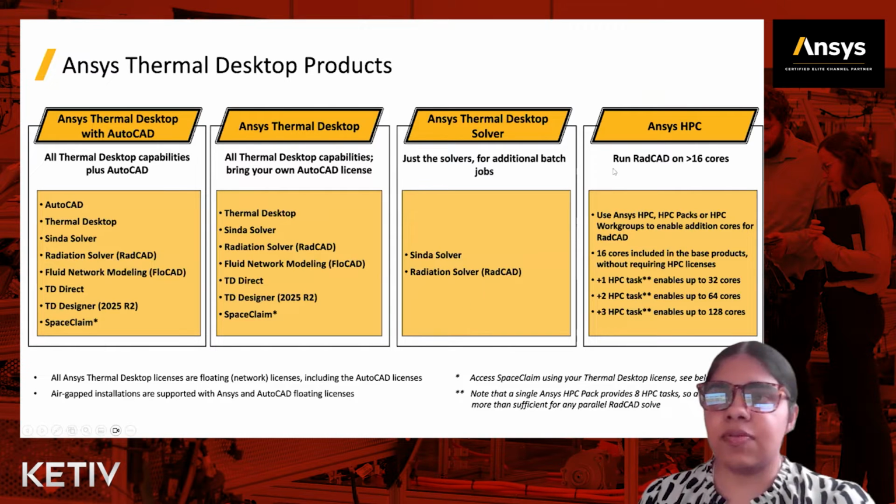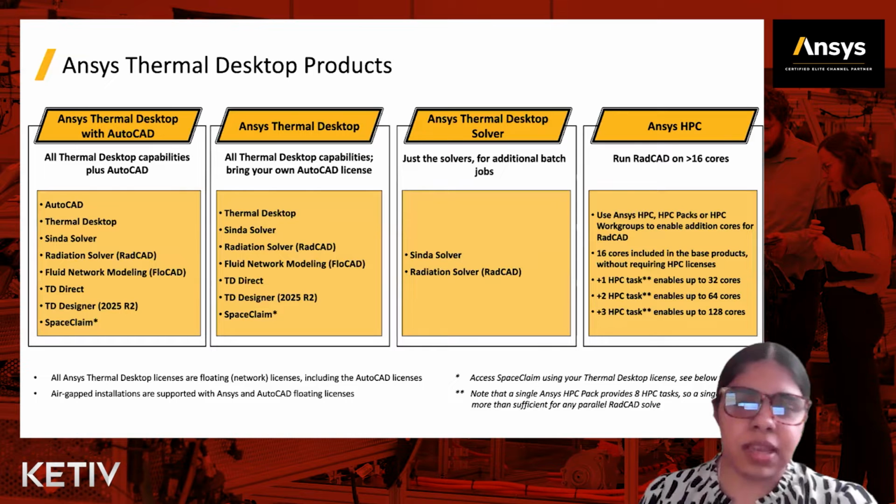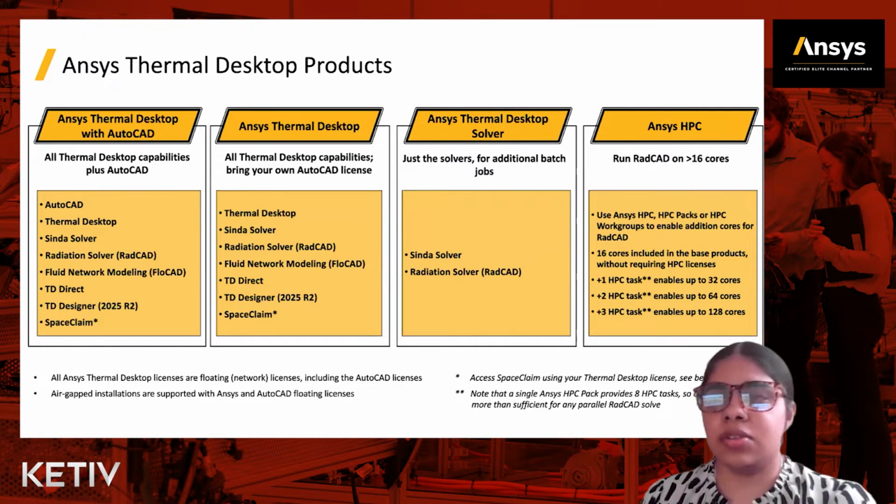And alongside that, if you wanted to purchase AutoCAD, which is a prerequisite for the Thermal Desktop software, you could also purchase it from Ansys. Of course, if you already have the software installed on your machine, then you don't need to purchase it separately. Just to remind everyone, KETIV is both an Ansys and an Autodesk channel partner. So if you had any questions about how to get an AutoCAD license or how to install the AutoCAD product, do reach out to us. We should certainly be able to help you. So once you know which product you have, you can go ahead and get started with the installation process.